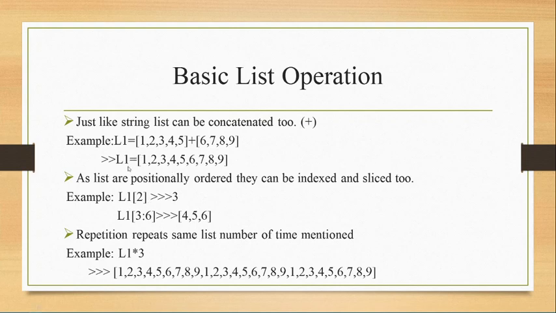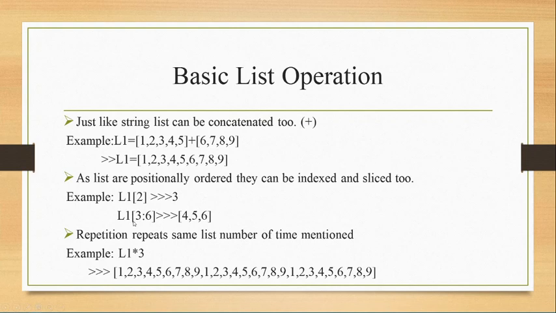While indexing, if I want the element present at index 2 of this L1, I will just have to mention the index, that is L1[2], and it will give me the element present at that particular index. Slicing will give me a section of the list whose indexes are mentioned. This is the lower bound, this is the upper bound.